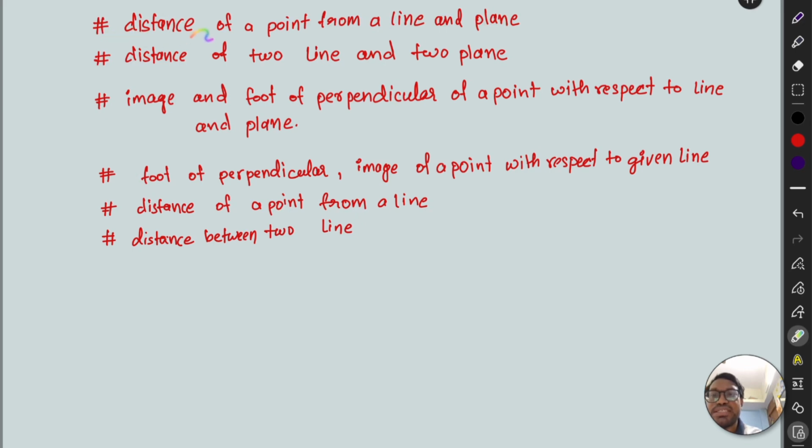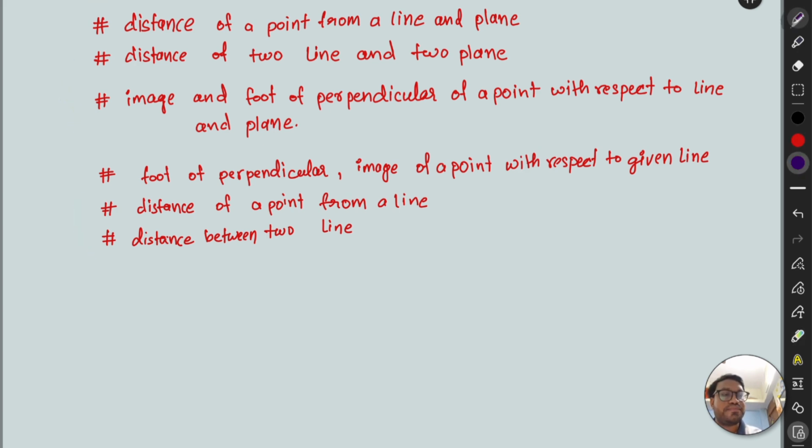First, we will study the distance of a point from a line and a plane. Secondly, we will study the distance of two lines and two planes, like two parallel lines actually. Third, we will study the image and the foot of perpendicular of a point with respect to a line and a plane. One by one, we will discuss each and everything sequentially in this order.